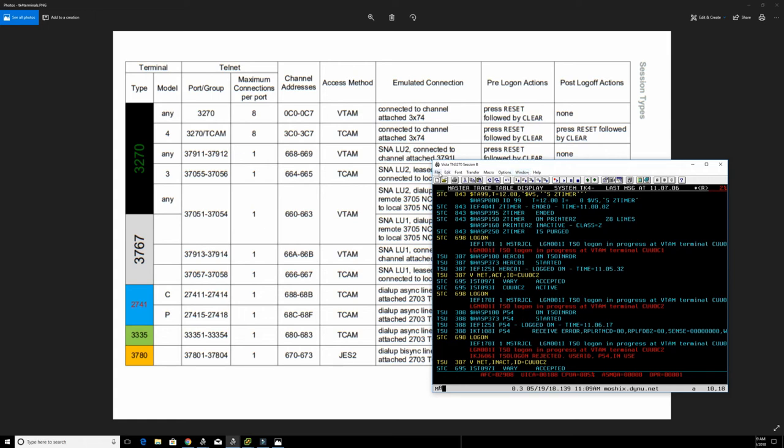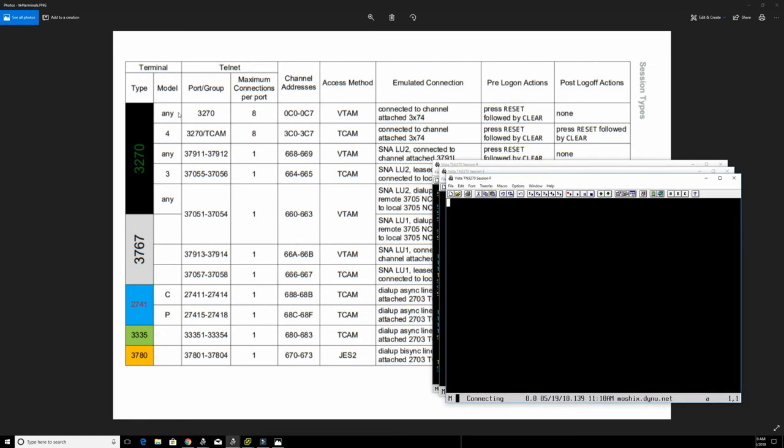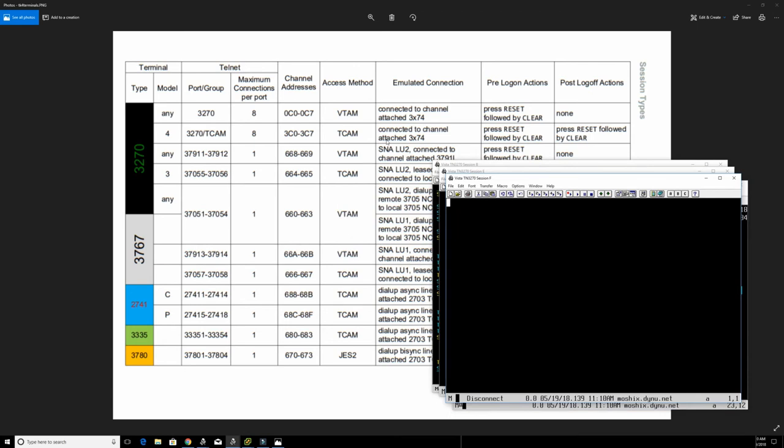But I did block this port on my Google Cloud instance where TK4 is running, so I would have to open this port. But if we use this port and the port is open through the firewall, then you will be connecting VTAM SNA, etc. So it is very important. Now for TK4, I have model 4 on 3270, so I will be connecting. I have to change. So now I'm connected with TCAM.